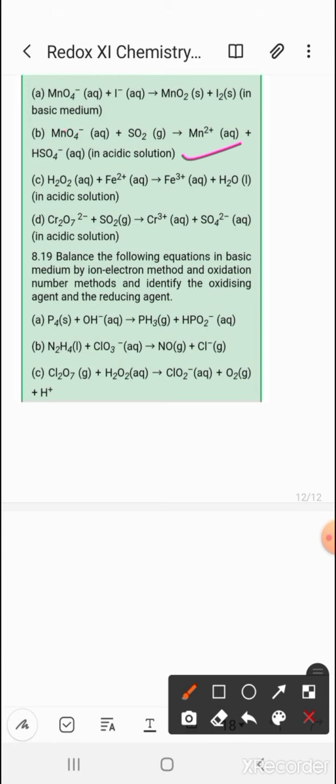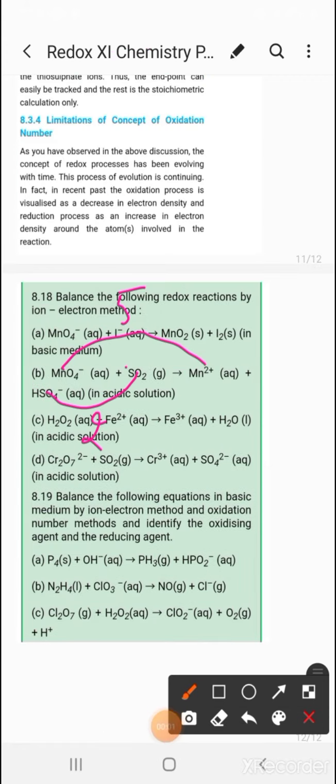So MnO4 negative to Mn2 positive, and look at the change, it is +7 and this is +2. This is SO2. In the sulfur it is having the +4 oxidation state, and in the case of HSO4 negative you calculate it will be the +6. So in case of manganese species the change is 5, in case of sulfur species the change is 2. If you multiply this 5 by 2 and 2 by 5 the change will be same, which is 10.